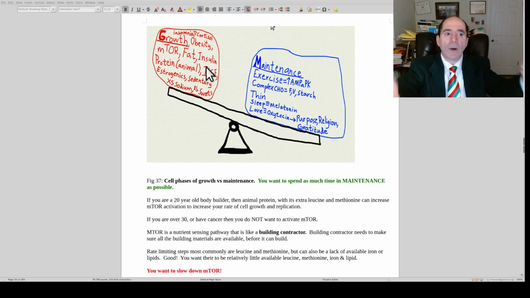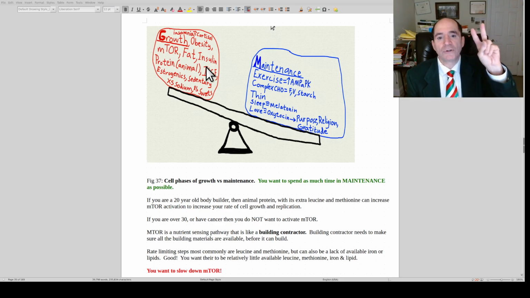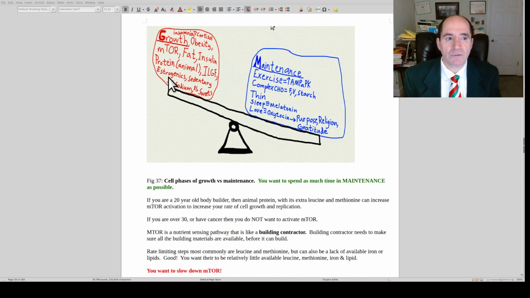mTOR is not going to say go ahead and divide, because the cell has to make an exact copy of itself. The cell has to double itself. That's a very important point for preventing cancer; you want to know that. Inhibition of mTOR as well as optimization of immune function, those are two major pillars, cornerstones of improving survival in cancer. And number three, another giant one, is avoiding estrogenics, okay?